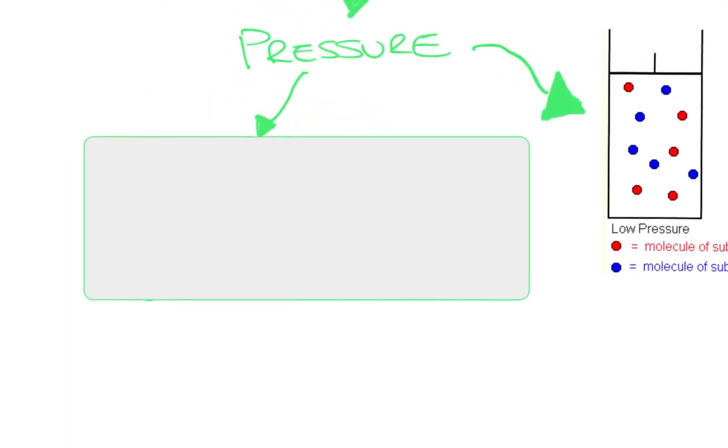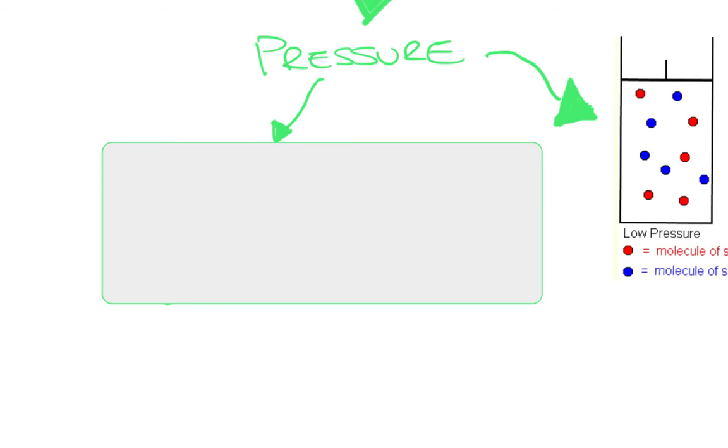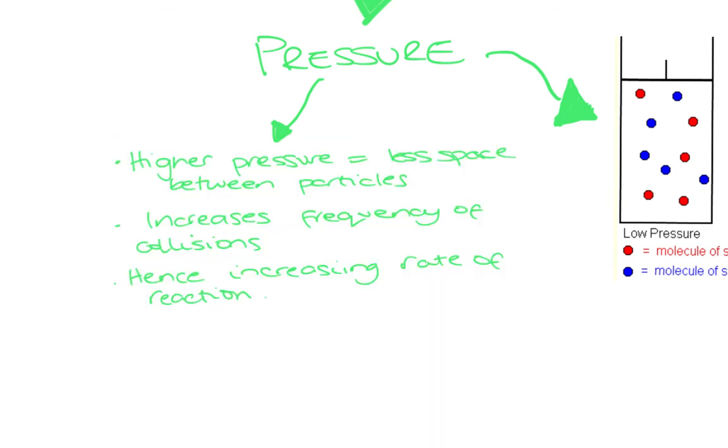So again, pause the video now, take a couple of minutes to write down a model answer for why higher pressure results in a higher rate of reaction. Your answer, very simply: higher pressure means that there's less space between particles. This increases the frequency of collisions and increases the rate of a reaction.